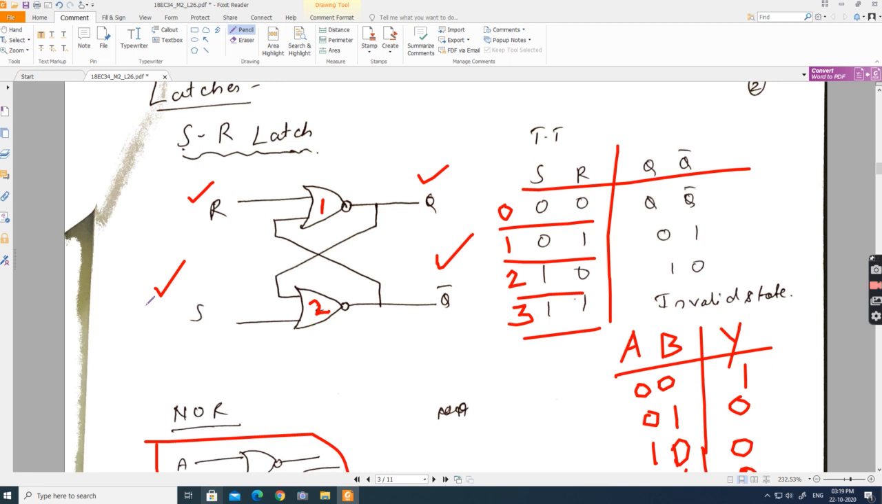Similarly for NOR gate 2, S is under my control, correct? So indirectly what I am saying is, depending on one input, I have to judge the output. Depending on one input, I have to judge the output. Is the point clear? Yes sir.